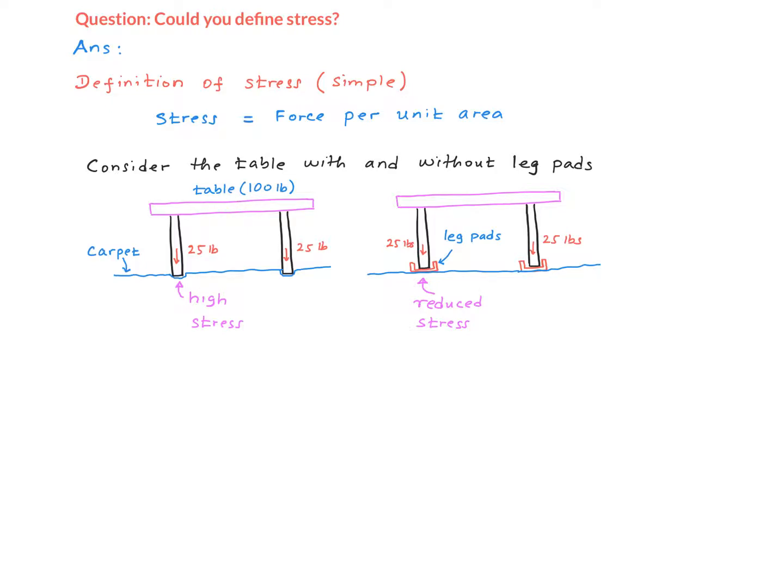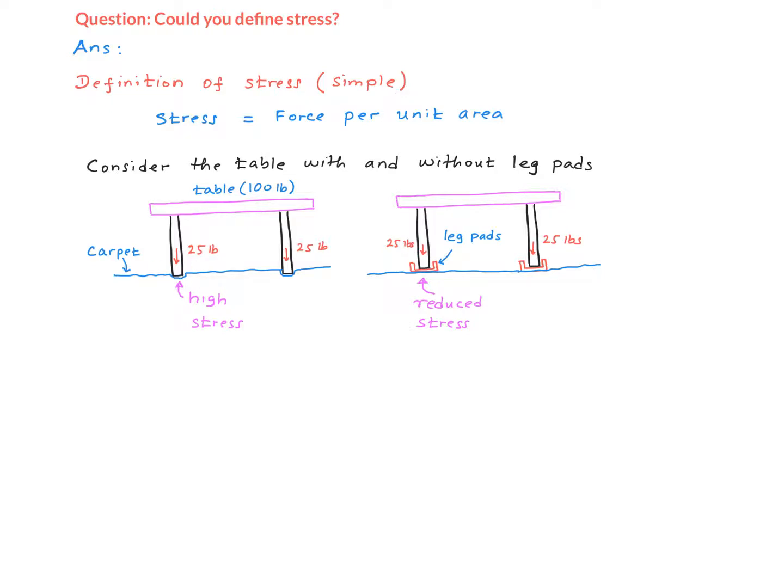This table is supported on 4 legs and therefore each leg carries 25 pounds. If you place this table on a carpet without leg pads, you know what will happen under the legs, right? After a while, you're going to see a little indentation on the carpet under each of the 4 legs, right? The indentation can be greatly reduced by using leg pads like this. Well, how did the leg pads eliminate the indentation?